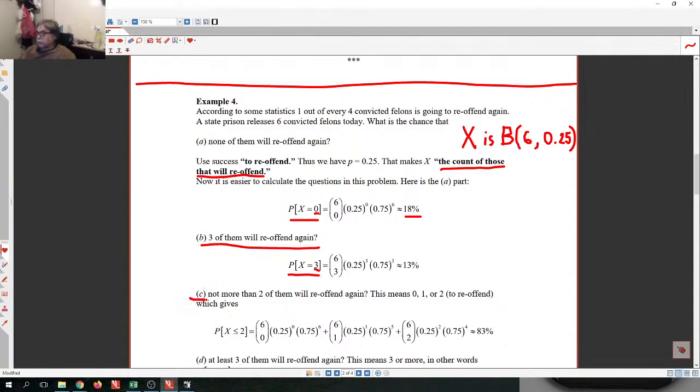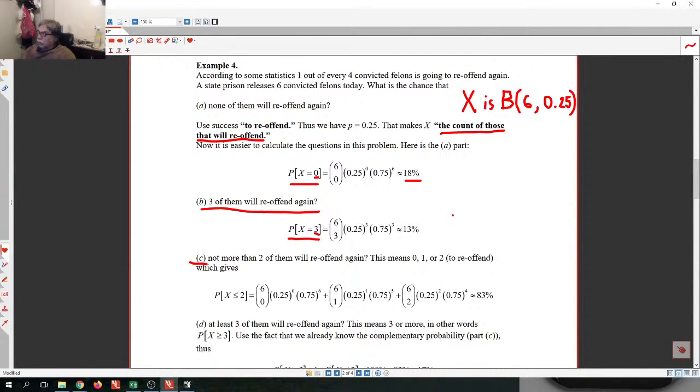It says no more than 2 will reoffend again. What does that mean? No more than 2. Well, that means 0, 1, or 2. Those are separate events, mutually exclusive, I should say. That means if you calculate the probability of each one of them separately, you just need to add them: it's going to be 0, or 1 reoffending, or 2.